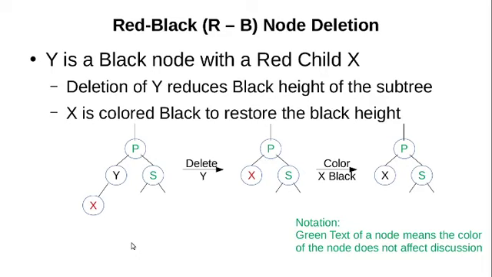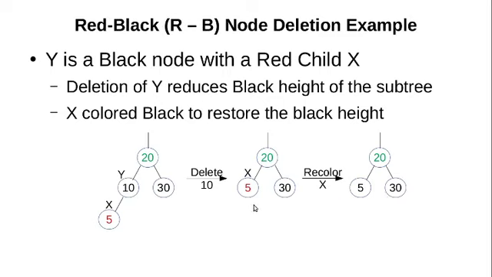Next, we consider the case when Y is a black node and it has a red child X. When we delete node Y, the orphaned child X gets attached to its grandparent node P as per the BST node delete procedure. As Y was black, its deletion decreases the black height at the ancestors of Y. To restore the black height, the node X is colored black.